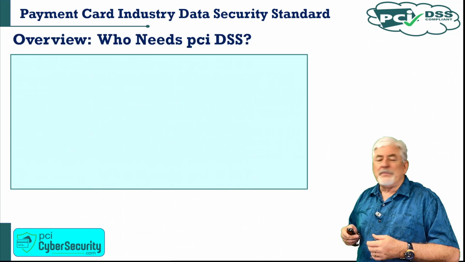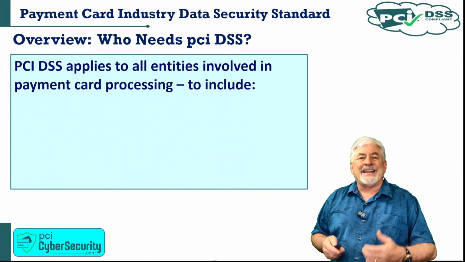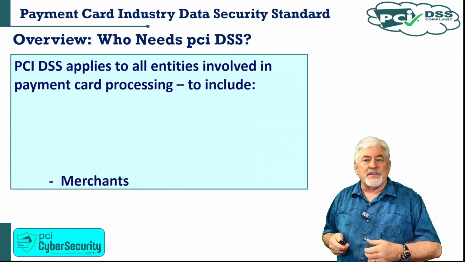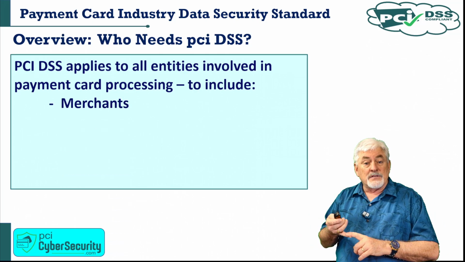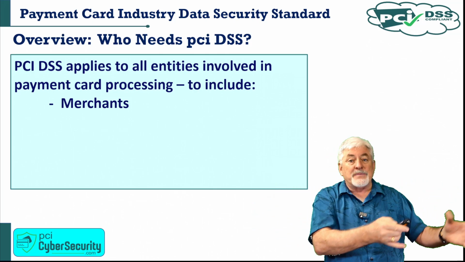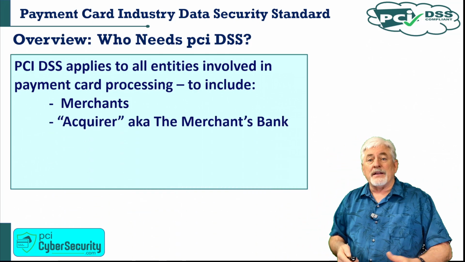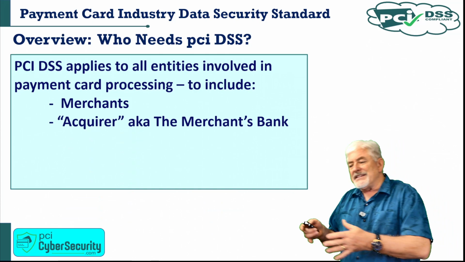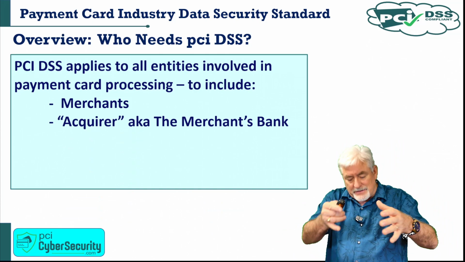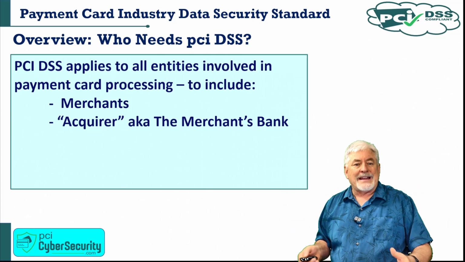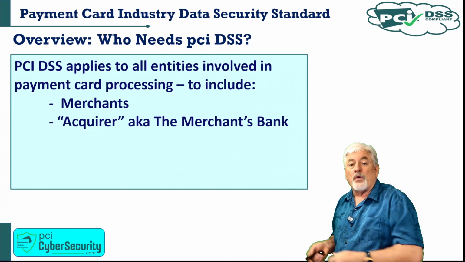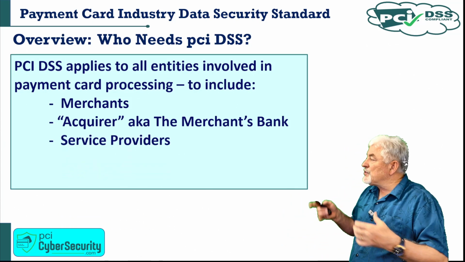So who needs PCI DSS? Basically anyone who touches cardholder transactions. This includes merchants, so the auto mechanic or the website that you go to buy something, right? The acquirer, and this is the merchant's bank. So the bank or credit union that your mechanic is using becomes the acquirer, okay? And then service providers.